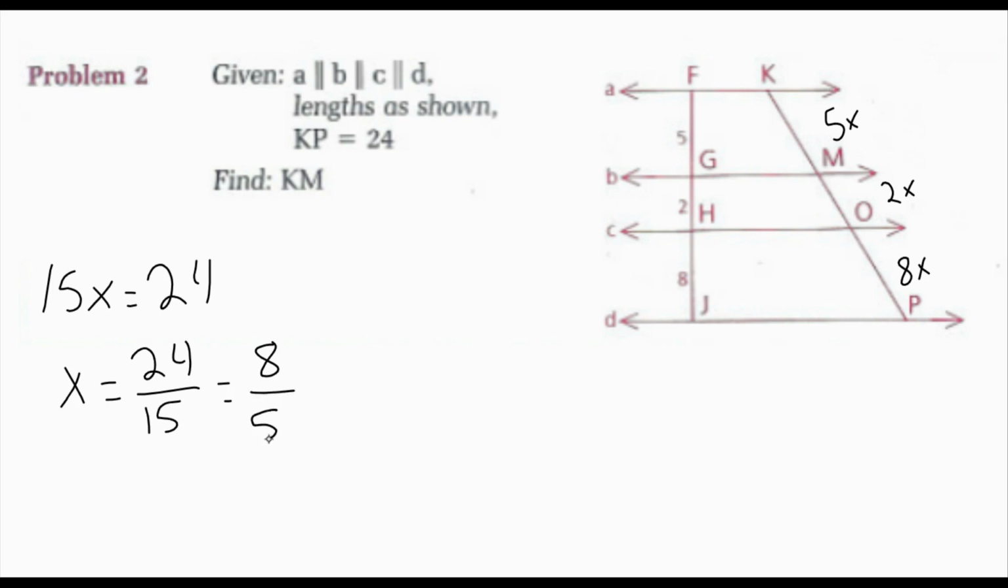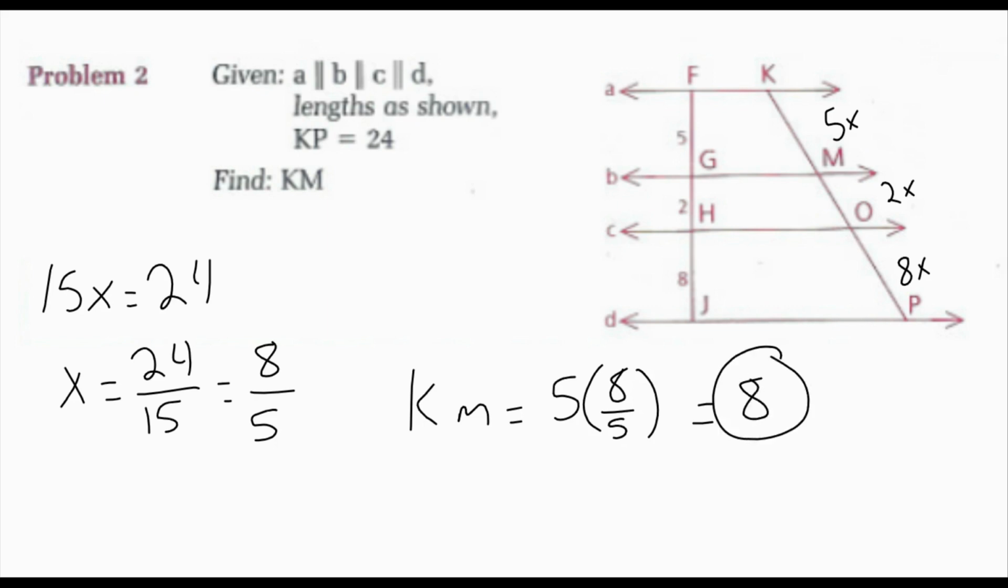Now I know KM was the 5x, so KM being 5x would make it 5 times 8/5. 5 times 8/5 is just 8. So the segment KM is 8.